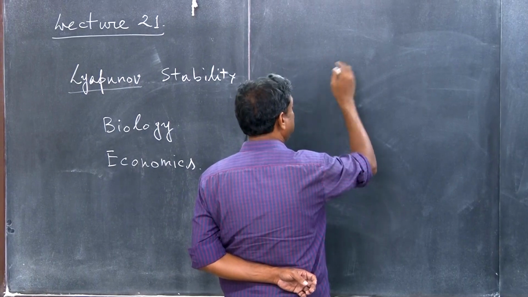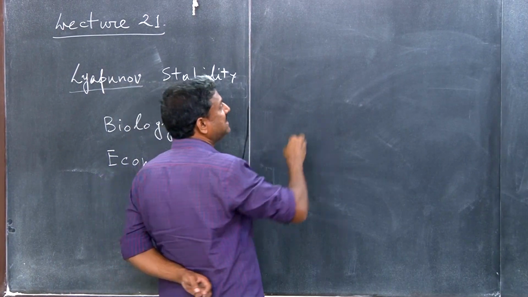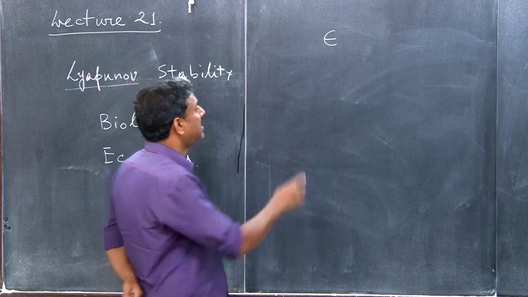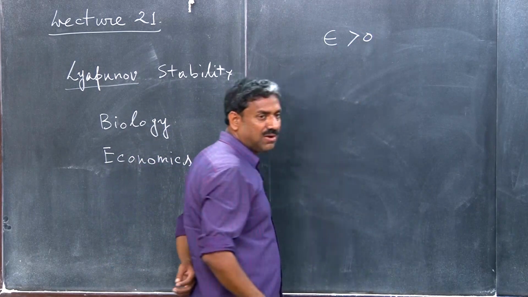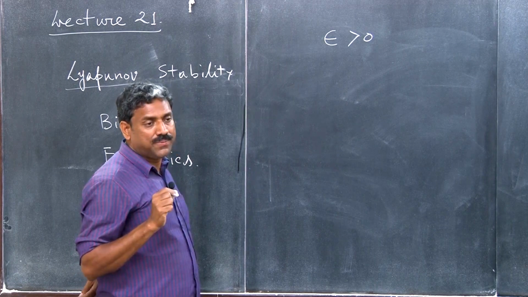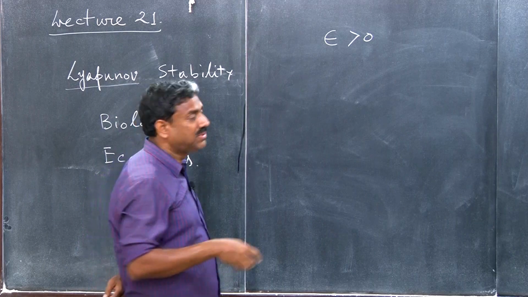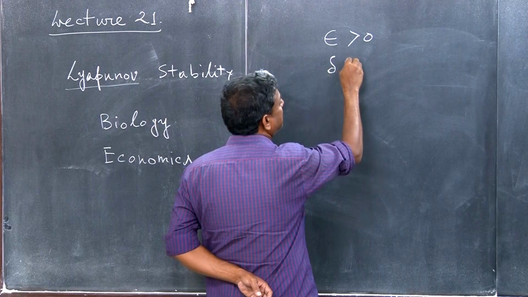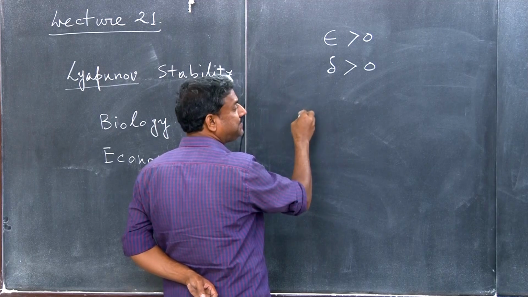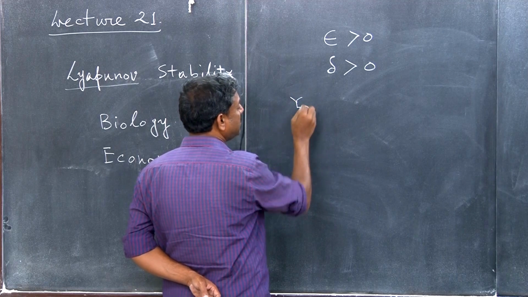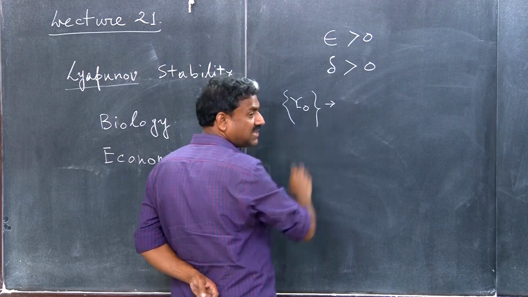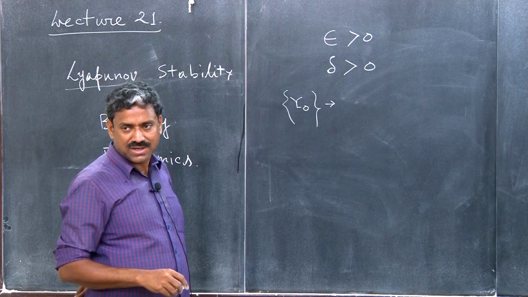So the way it is written is that, for any positive number epsilon, there exists another positive number delta, for which, okay, if the system y0, y0 means, of course, it's a vector, it basically consists of the state variables y1, y2, etc., right, for a system.